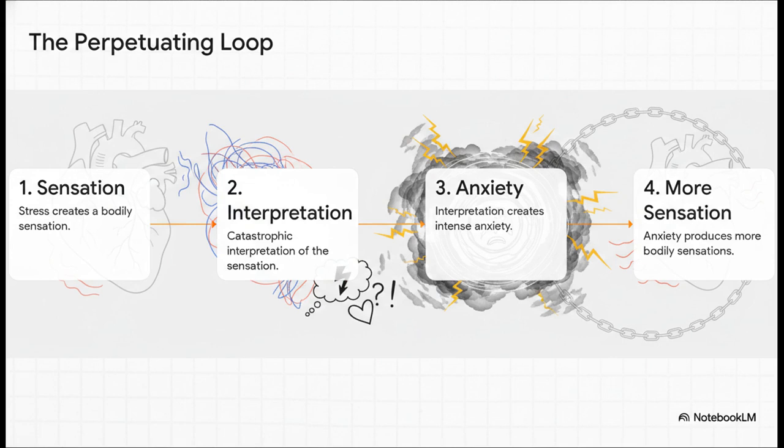Stress creates a bodily sensation. That sensation gets a catastrophic thought attached to it, like this chest pain has to be a heart attack. That thought creates massive anxiety, which, you guessed it, creates more physical sensations, which just seems to confirm the original fear. Clinically, this loop is almost always our main target for intervention.